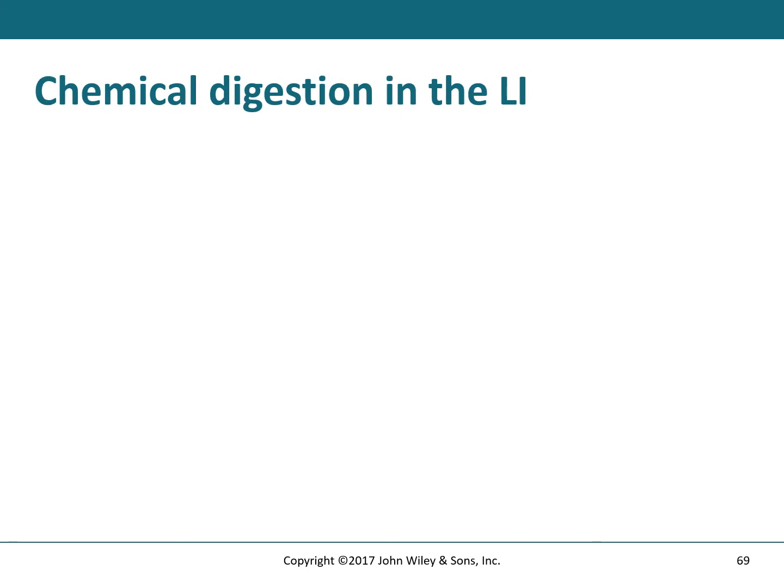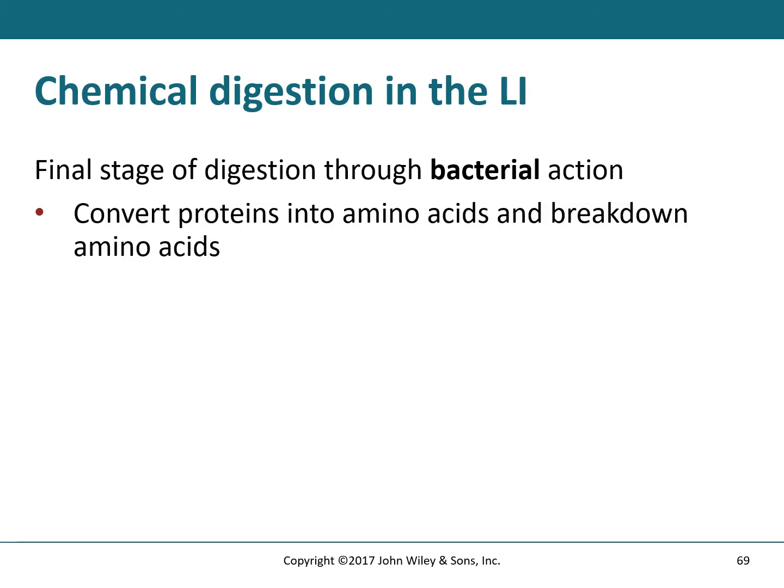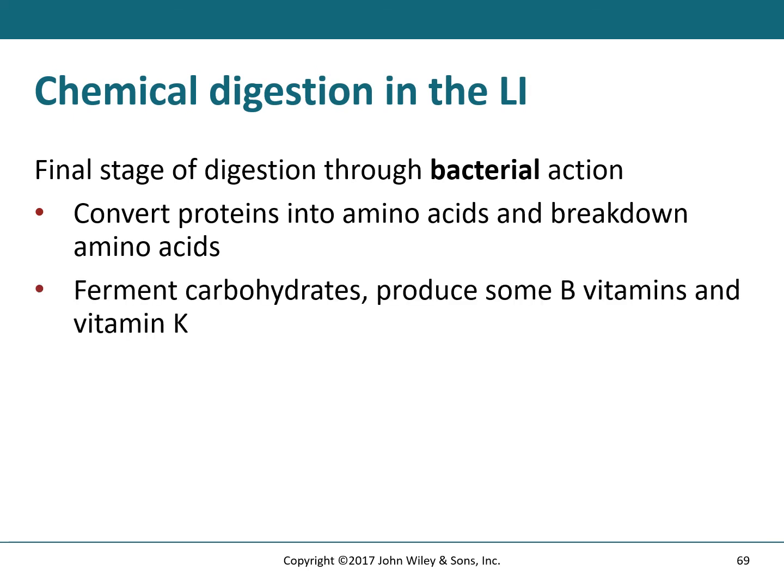Finally, we have chemical digestion in the large intestine, and this final stage of digestion is actually done through the bacteria that are present in the large intestine. These bacteria are going to convert proteins into amino acids, and they're going to break down those amino acids. They also ferment carbohydrates, which is what produces the gas in the large intestine. And they also can produce some B vitamins and some vitamin K.